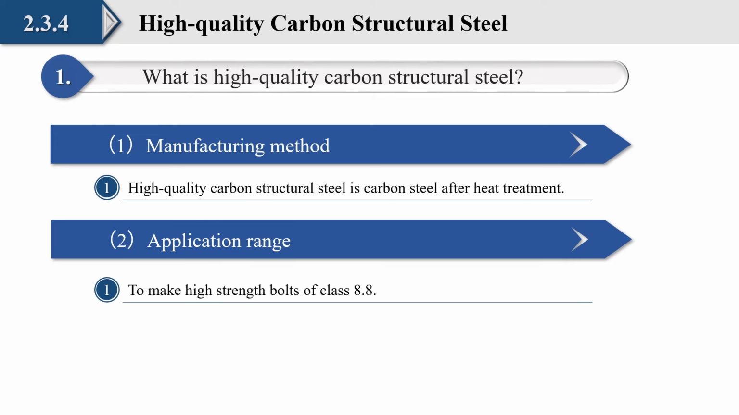What is a high-quality carbon structure steel? From the manufacturing method, high-quality carbon steel is the carbon steel after heat treatment. Its application is mainly to make 8.8 high-strength bolts.